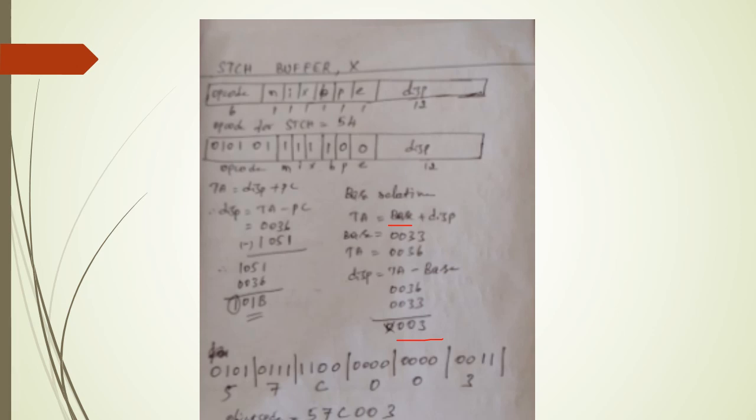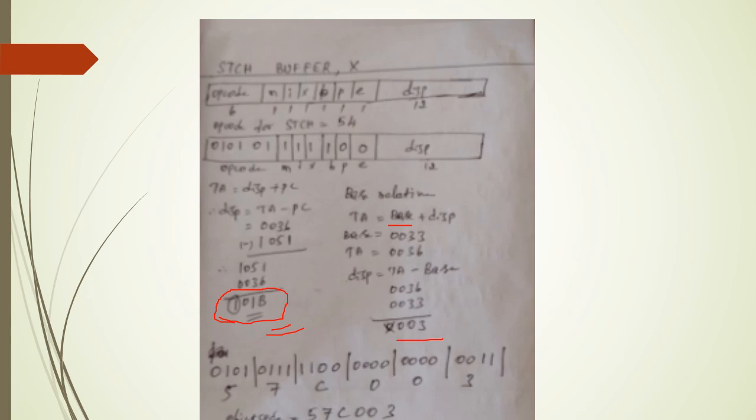Hope it is clear. With respect to PC, the result you obtained does not fit into the displacement; it exceeds the displacement range. That's why you go for base relative. Other instructions also you have to do like this. First you have to try with the PC. If it does not fit into the displacement, then you go for base relative addressing. For base relative, you have to see the base register value, which is set by executing the assembly directive BASE. Then subtract this, you will get 003.